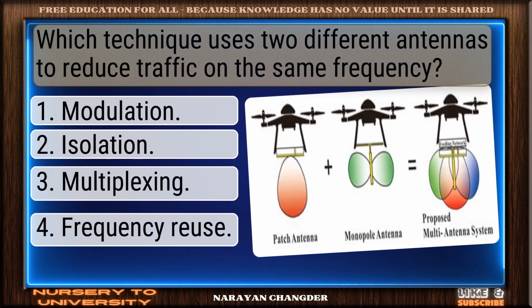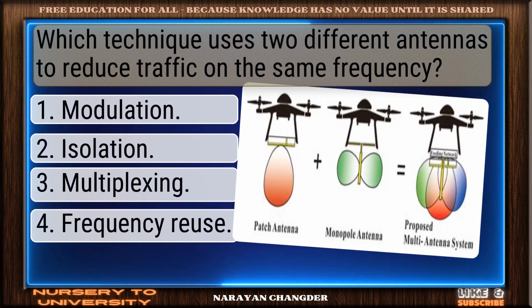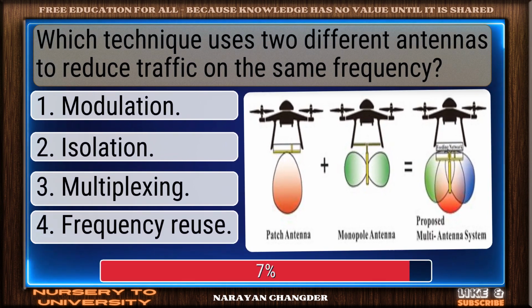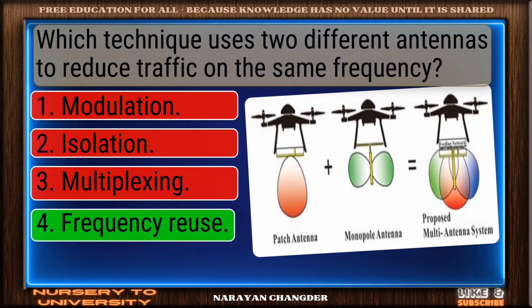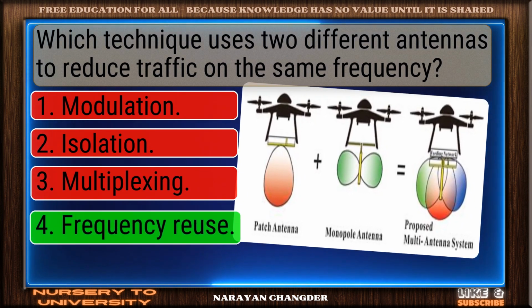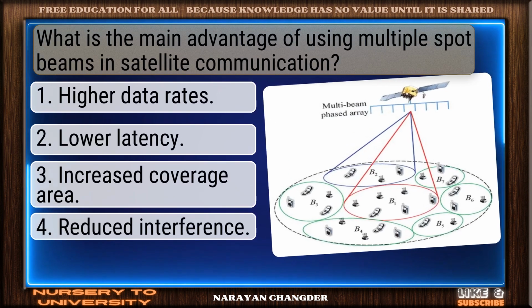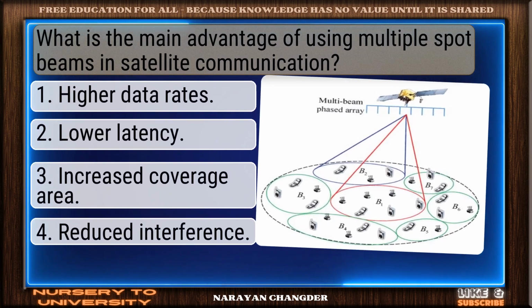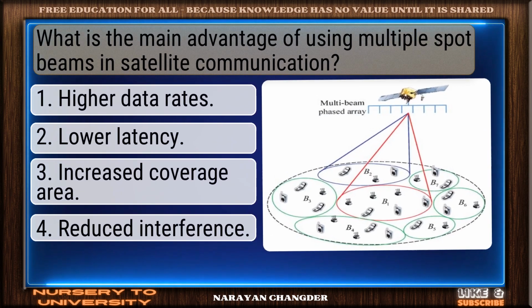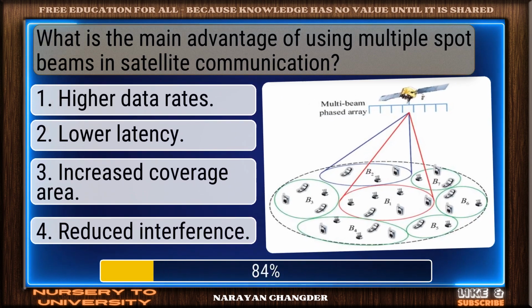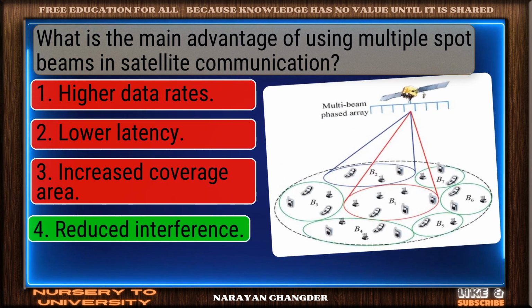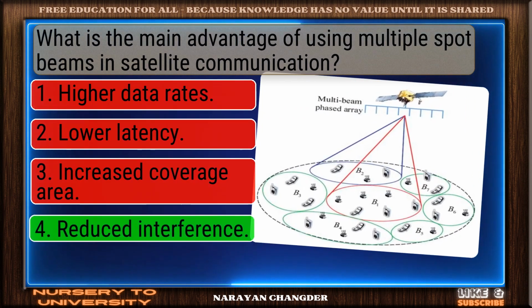Which technique uses two different antennas to reduce traffic on the same frequency? Excellent. Frequency reuse is a brilliant choice. What is the main advantage of using multiple spot beams in satellite communication? Well picked. Reduced interference is the correct answer.